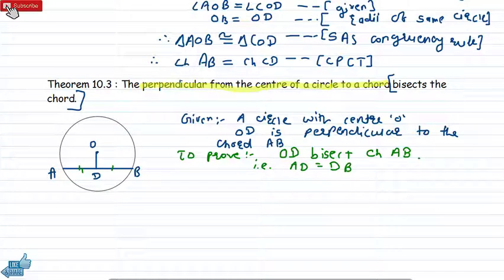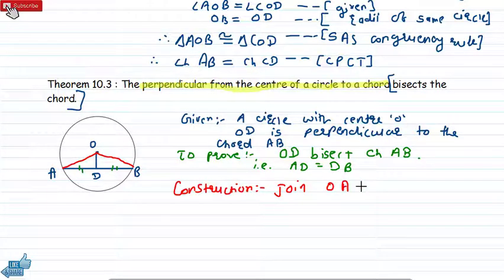So for the proof you require a construction. How I know that I require a construction? Because I already told you that whenever you have to prove the sides are equal, see, these sides are equal, you have to show. So you require congruency rule. For congruency you require triangle. There is no triangle, so we have to make a triangle. So how to construct a triangle? Just join OA and OB. You will get two triangles. See, triangle 1, triangle 2. So construction, join OA and OB. Good.